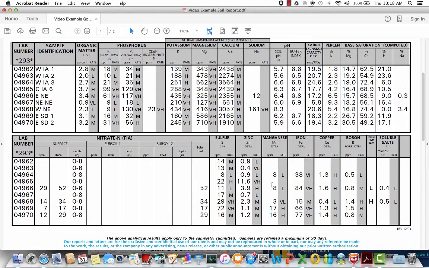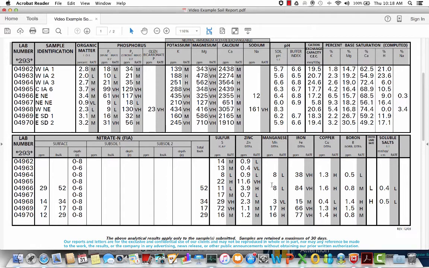When you get a recommendation back from the laboratory, we're generally looking at a broadcast application. So if you're going to be banding a product, whether it's zinc or manganese or copper or iron, you might lower those values and not apply as much as what we're calling for in our recommendation, because again, our recommendations are based off of a broadcast application.